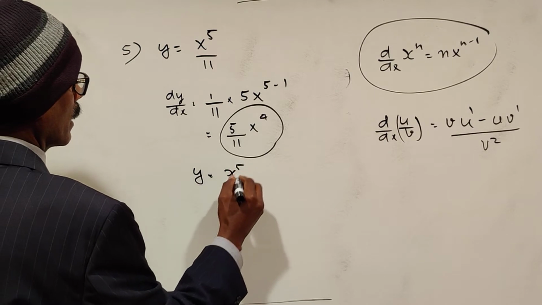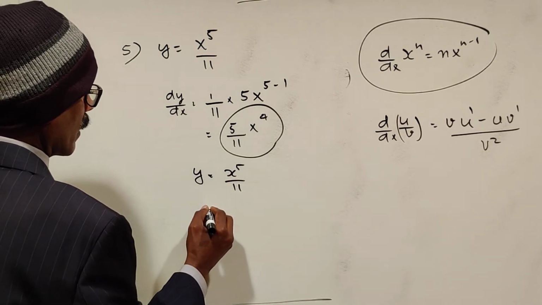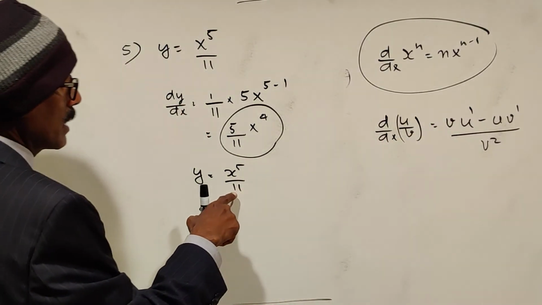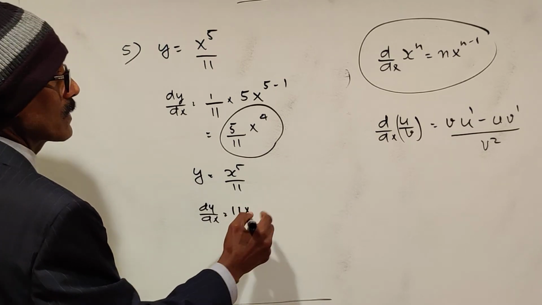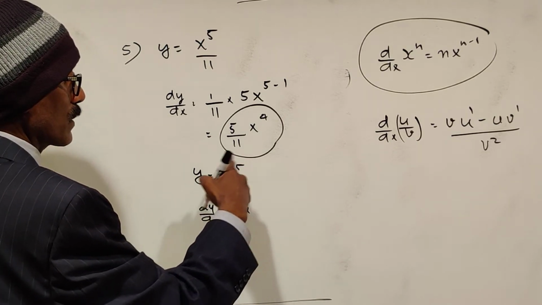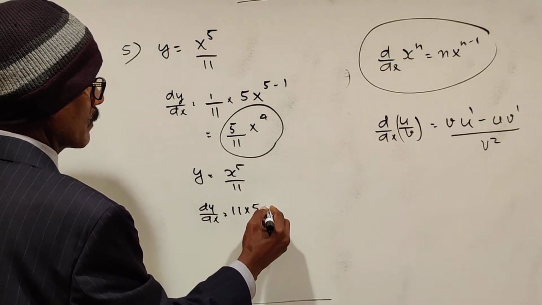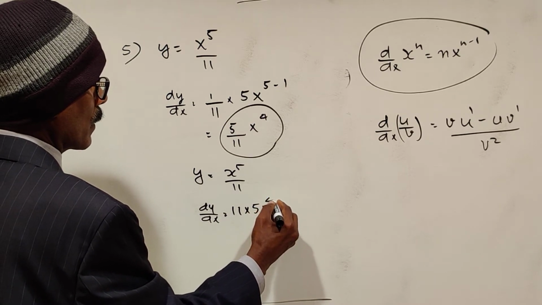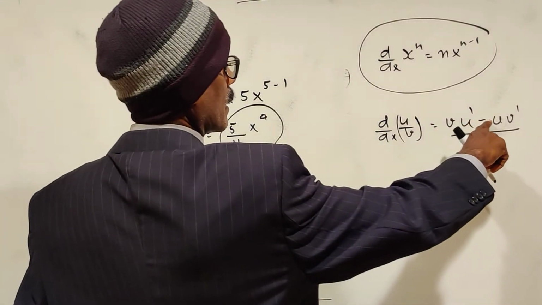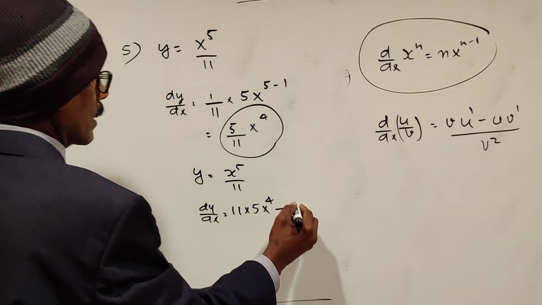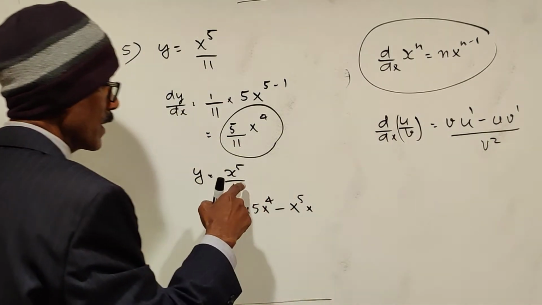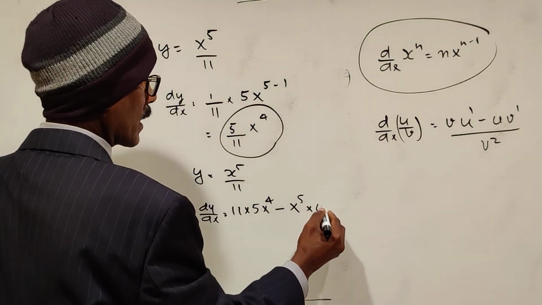x to the power 5 divided by 11. dy by dx equals v times u dash minus u times v dash, over v square. What is v here? V is the denominator, 11. 11 times the derivative of the numerator, x to the power 5, which is 5 times x to the power 4. Then minus u, the numerator x to the power 5, times the derivative of the denominator. The derivative of 11 is 0, a constant.